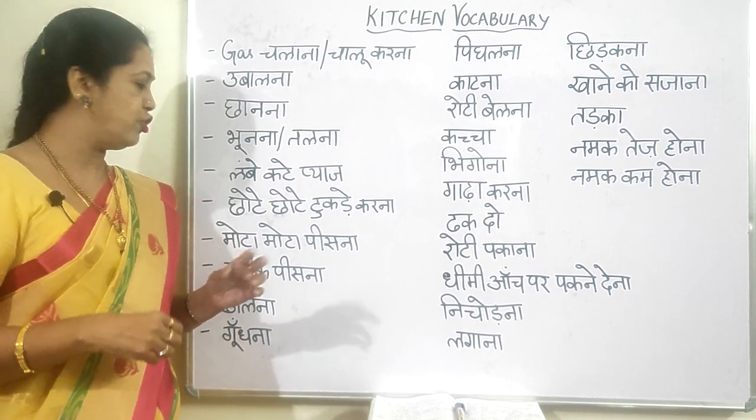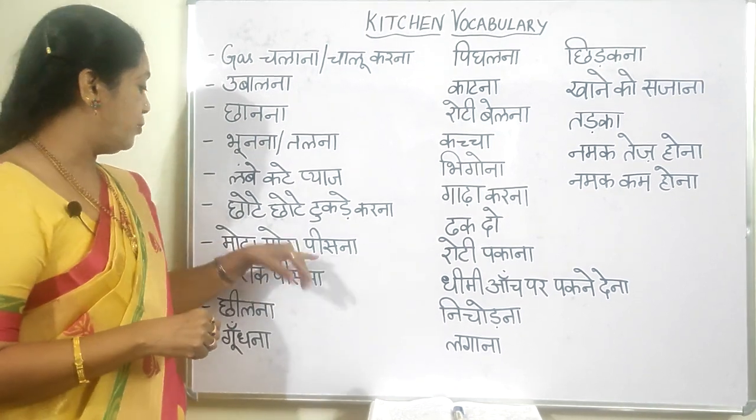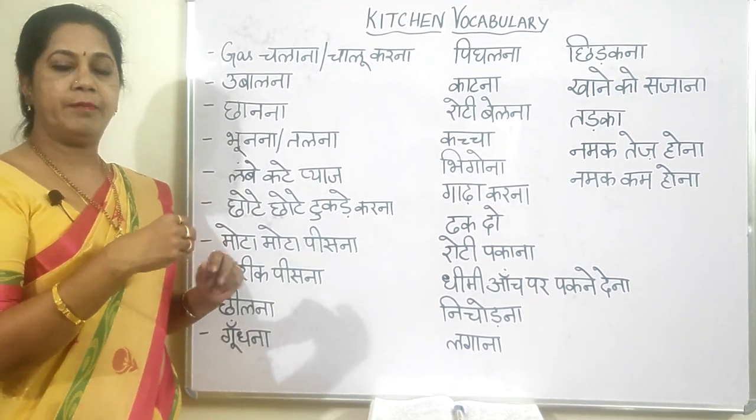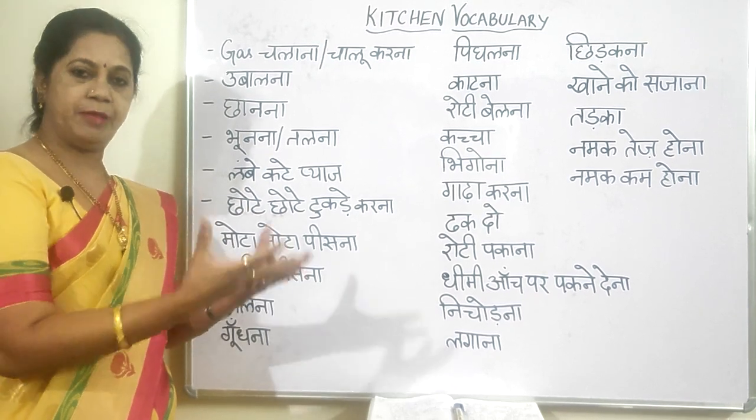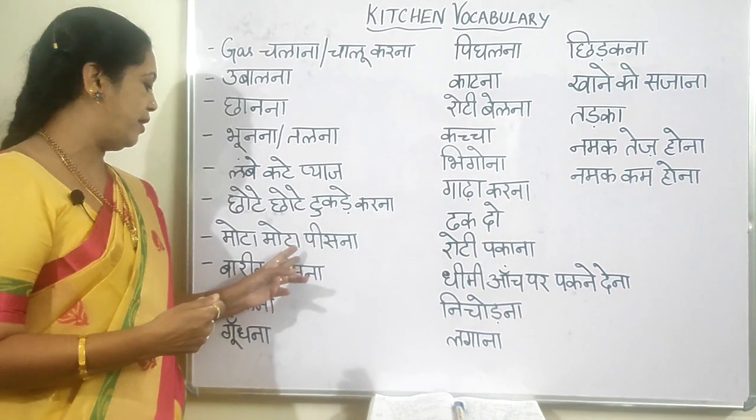Onions, you say, no, finely chop. तो उसको छोटे छोटे टुकड़े करना is chop it. मोटा मोटा पीसना. So पीसना means to grind. Okay, पीसना मिक्सी में पीसते हैं, ग्राइंडर में पीसते हैं. So grinding करना है वो, nothing but grinding.